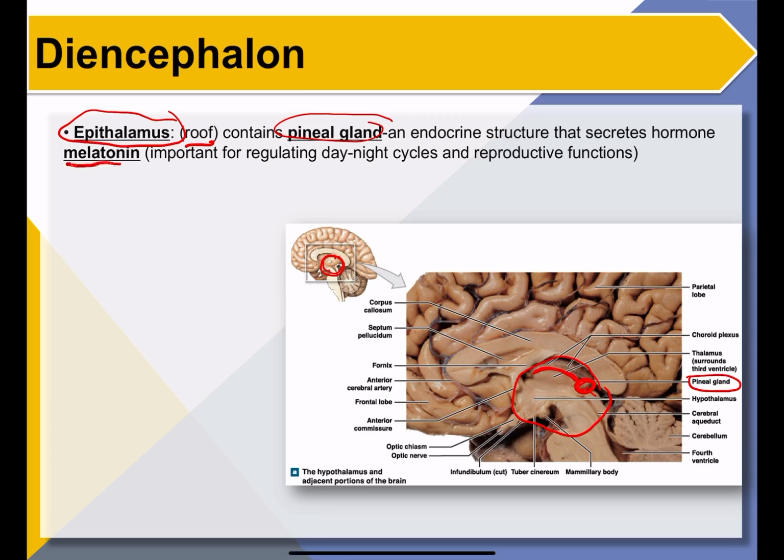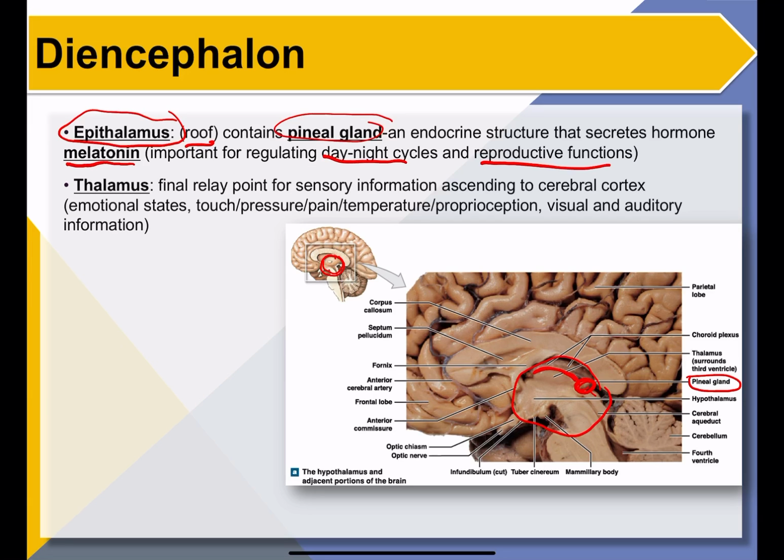Now, remember I said to not mistake melanin with melatonin. Melanin was something that was released by the integumentary system from our melanocytes to give you brown pigment. But melatonin, which is off just by a few letters, is a hormone that's important for regulating your day-night cycle, which is your circadian rhythm, and also reproductive functions as well. So that's why the pineal gland is critical for that circadian rhythm of your body.